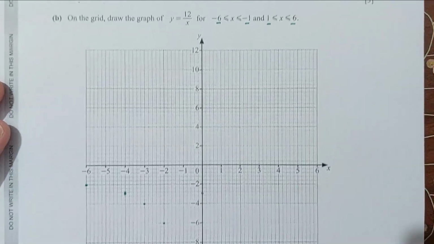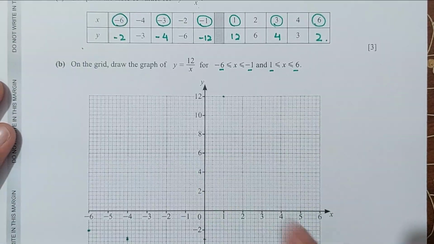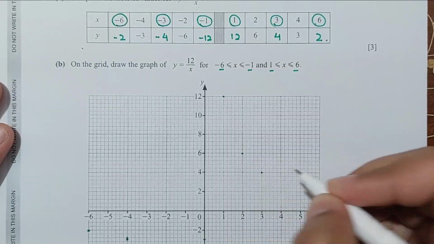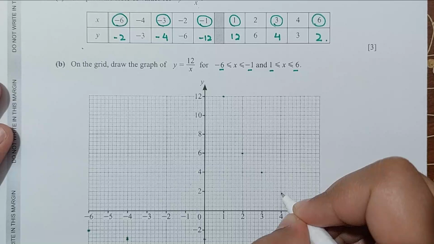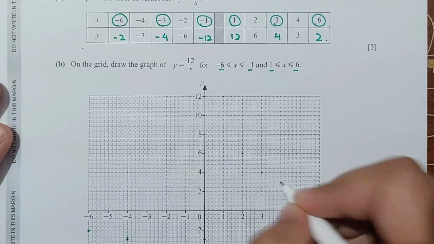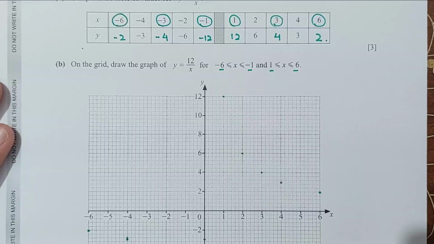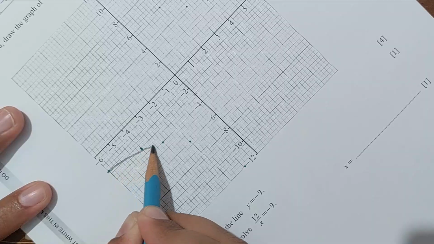Alright, now for the positive side, for 1, it is 12. For 2, it is 6. For 3, it is 4. And for 4, it is 3. For 6, it is 2. Okay, let me join them. This would be the graph of the reciprocal function.